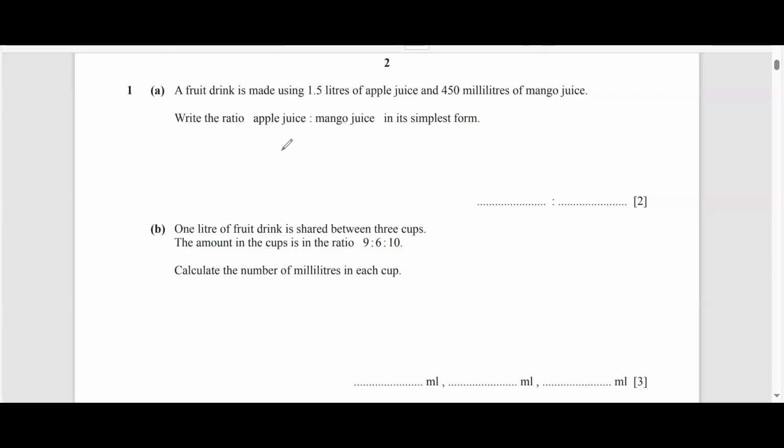A fruit drink is made using 1.5 liters of apple juice and 450 milliliters of mango juice. Write the ratio apple juice is to mango juice in its simplest form.